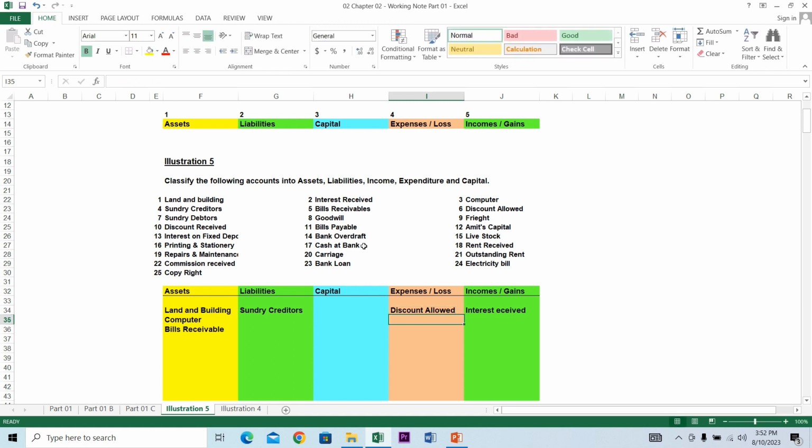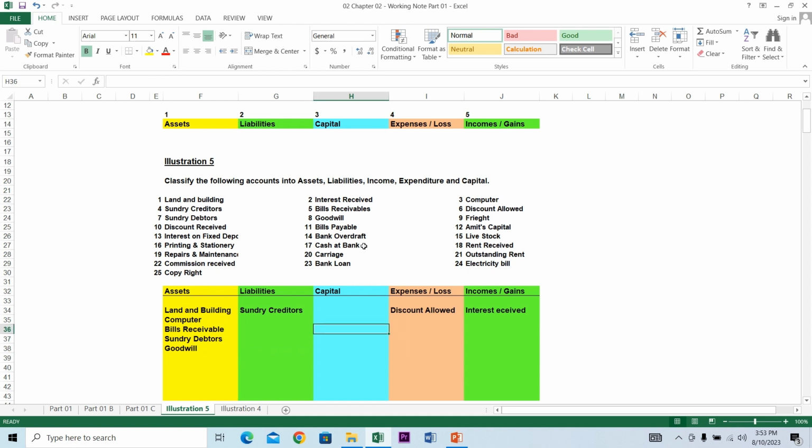And then the 6th point is done. 7th point, sundry debtors. Sundry debtors means money that is to be received, so that is an asset. Sundry debtors, asset. Then after sundry debtors comes goodwill. Goodwill is also an asset, though it is an intangible asset, it is an asset.